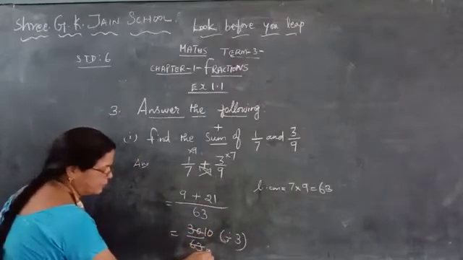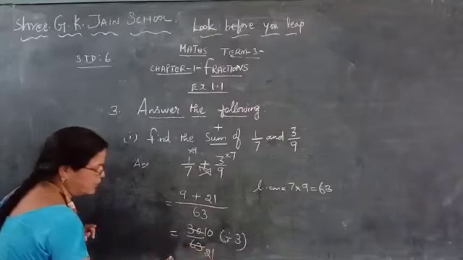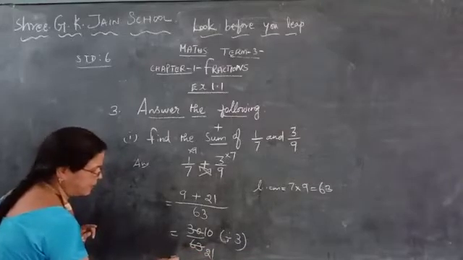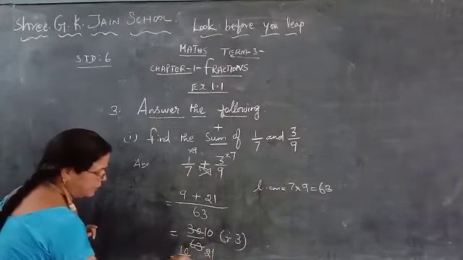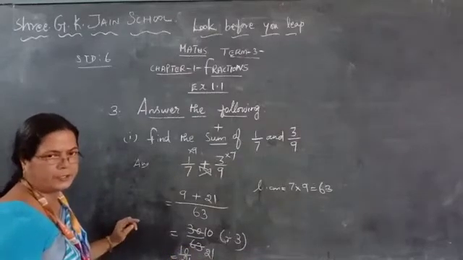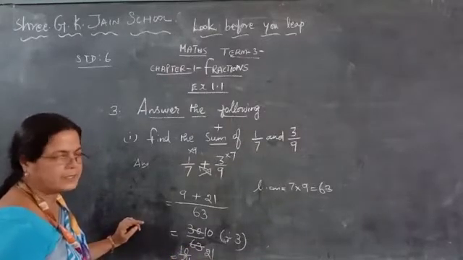Now this one, 3 2s are 6 and 3 1s are 3. So your answer is nothing but 10 by 21. 10 by 21. Okay. Is it clear now?